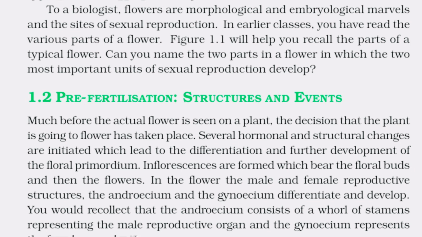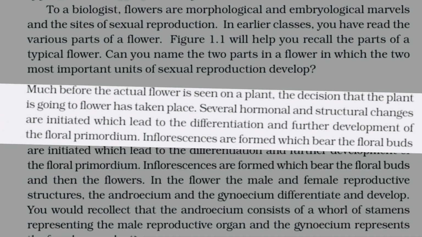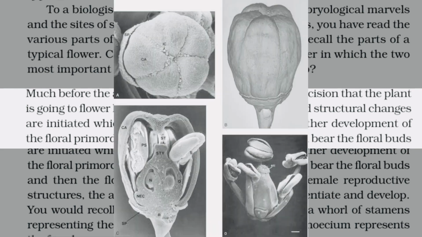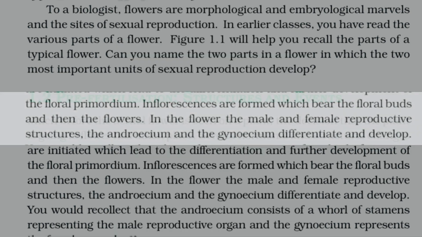Pre-fertilization, structures and events. Much before the actual flower is seen on a plant, the decision that the plant is going to flower has taken place. Several hormonal and structural changes are initiated which lead to the differentiation and further development of the floral primordium. Inflorescences are formed which bear the floral buds and then the flowers.